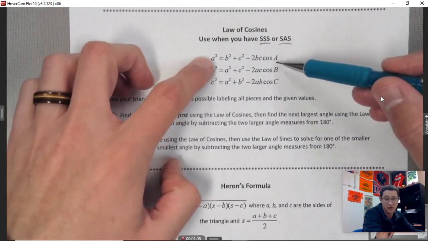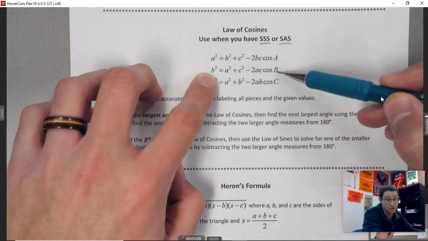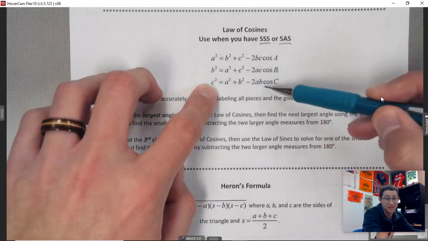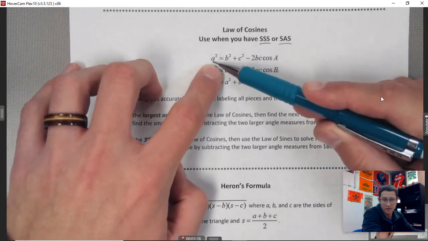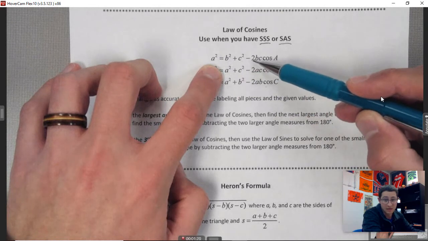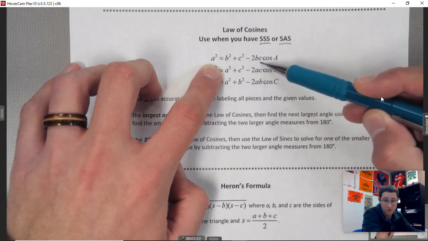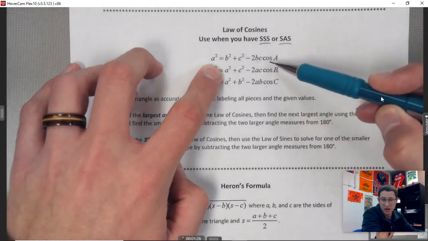If you're noticing, this one has a squared by itself and then b squared, c squared, and then cosine of A. The next has b squared and cosine of B, and then c squared and cosine of C. And here we've got a squared, b squared, c squared, and then we're subtracting 2 times those b and c, which is not a, and then cosine of A.